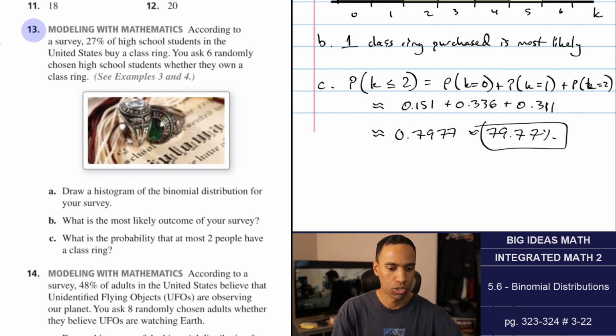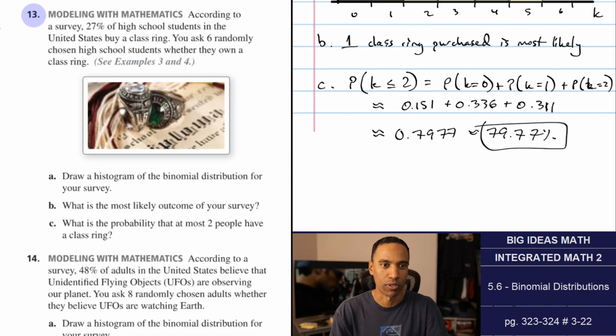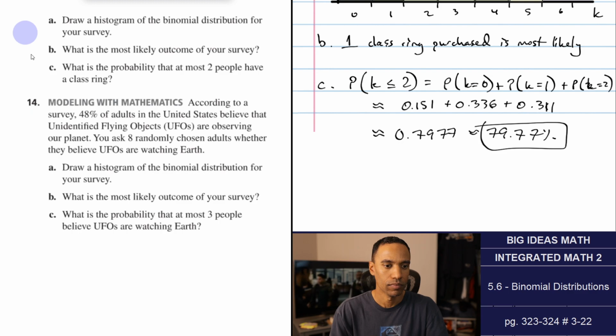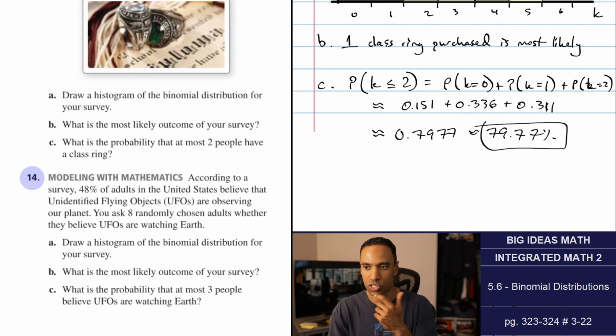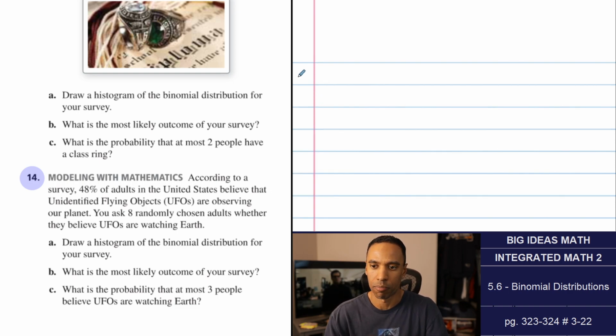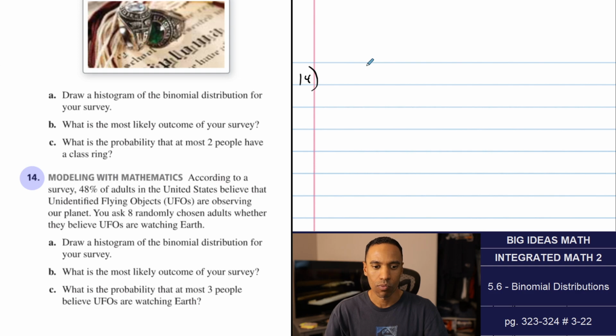Okay, let's go to number 14. So 14 is very close to what we did on 13. It's just the idea of there's an odd numbered version of the problem and an even numbered version of the problem. According to the survey, 48% of adults in the U.S. believe that UFOs are observing our planet. You ask 8 randomly chosen adults whether they believe UFOs are watching Earth.